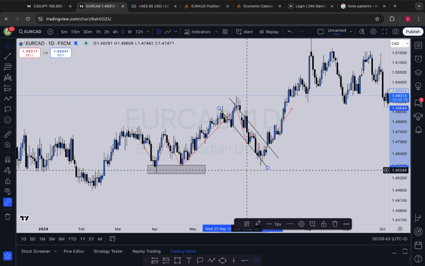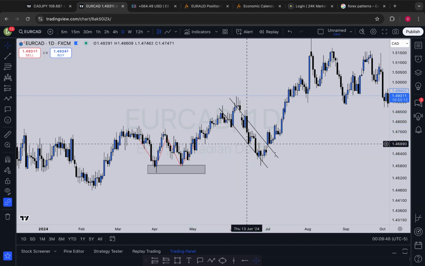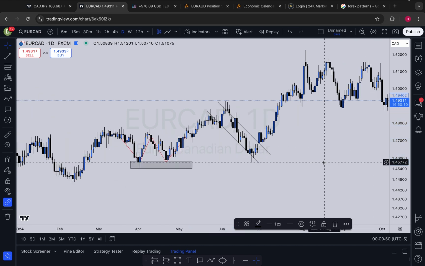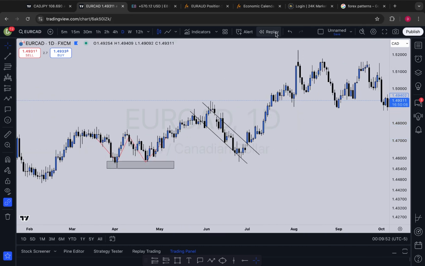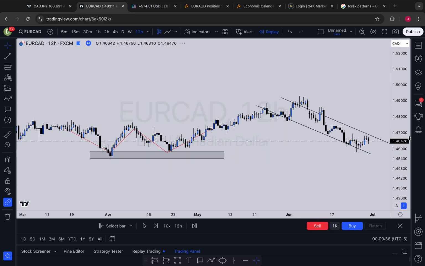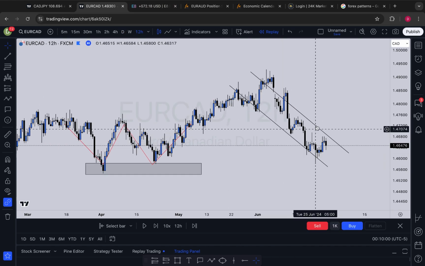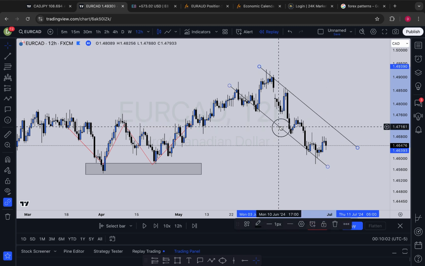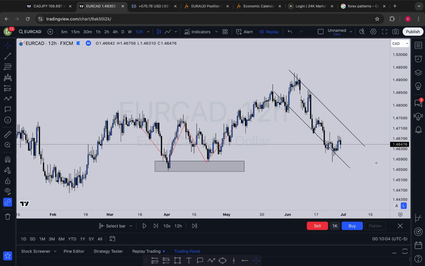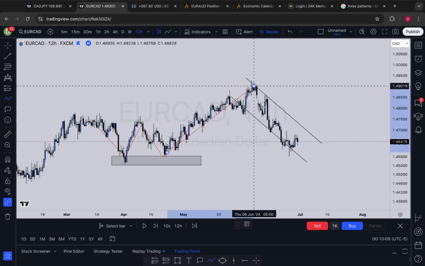Command, copy, like that. Right, just like that. And if we were to go into replay mode, and I'll go to like 12 hour, it might look a little bit better. Yeah, it might have a little bit more detail in it. But yeah, this is literally a bullish flag right here.